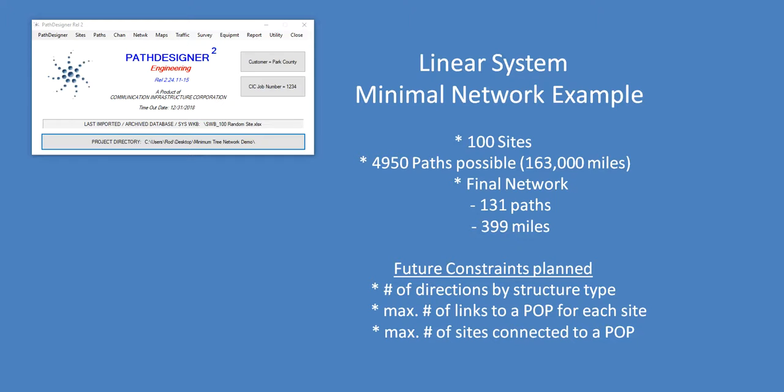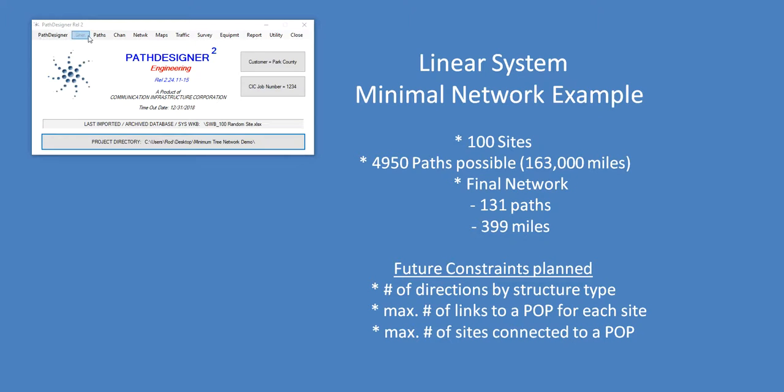Maximum number of links between any site, or actually every site, and its POP, assuming that we would tag one of the sites as a POP or more than one, and the maximum number of sites connected to a POP. So any given route between a collection of sites to a POP site could be limited by the maximum number of sites carried or traffic carried ultimately. So those are future constraints planned, but I'll show you what we have today.